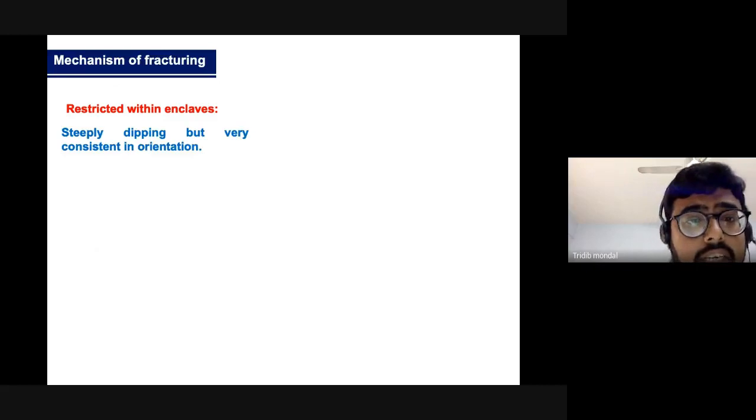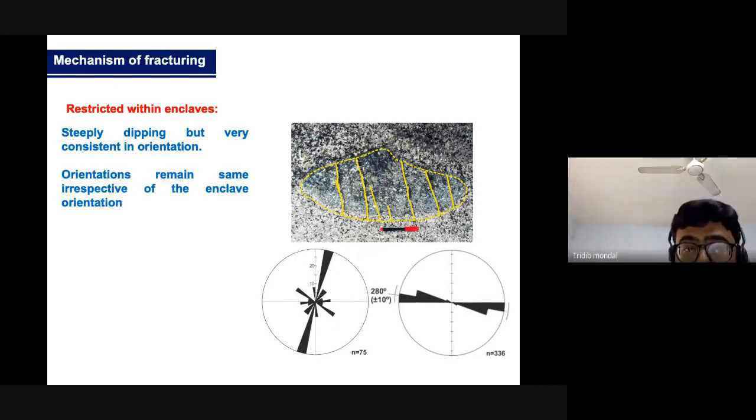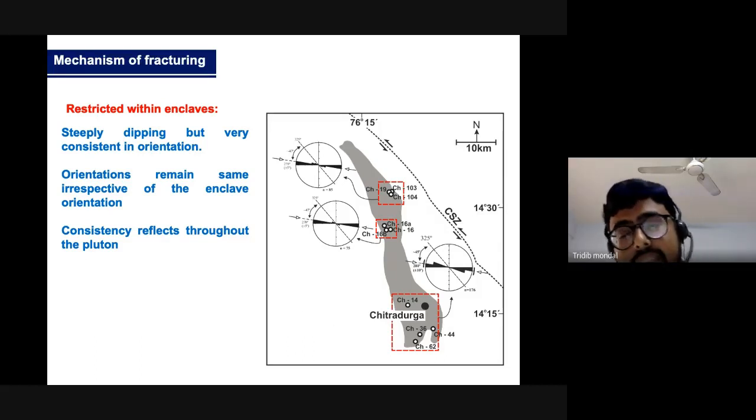But what about the restricted fractures? They are also steeply dipping, and their orientation remains the same irrespective of the enclave orientations, as you can see here in this diagram. And their orientation remains consistent throughout the pluton boundary. Therefore, the thermal modeling cannot justify their occurrence. So we need some alternate explanation.